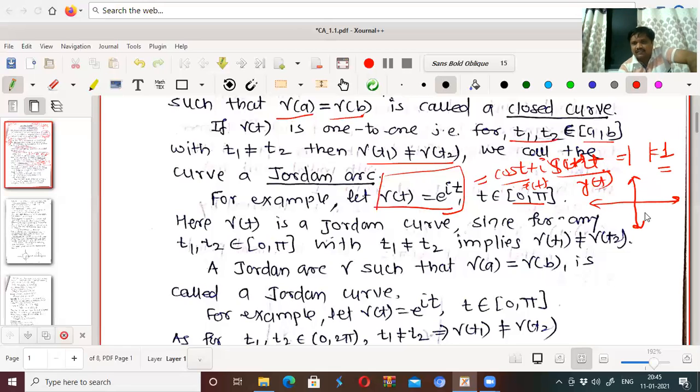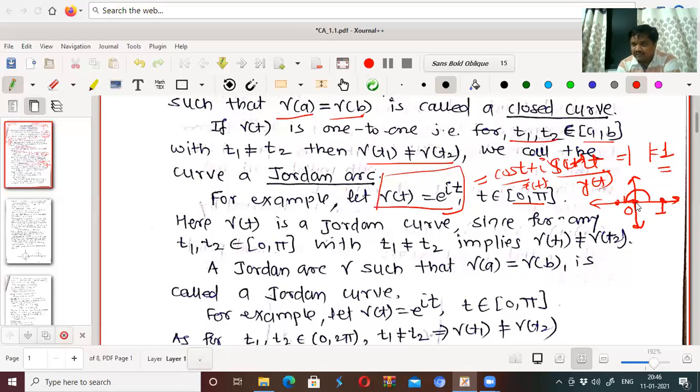Like this, right? Suppose that this is the origin 0, and pi means what? We know that this angle is 0, pi by 4, pi by 2, and this will be pi. So we have to find the image from t equal to 0 to t equal to pi, isn't it? We are given gamma at t equal to e to the power it. So if I take t equal to 0, what will be gamma of t? Cos 0 plus i sin 0. Sin 0 is 0. So for t equal to 0, gamma of t is 1.